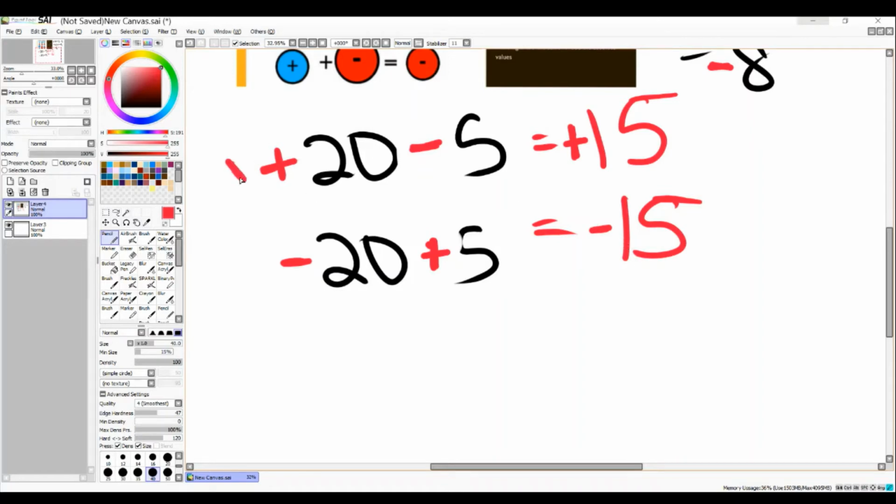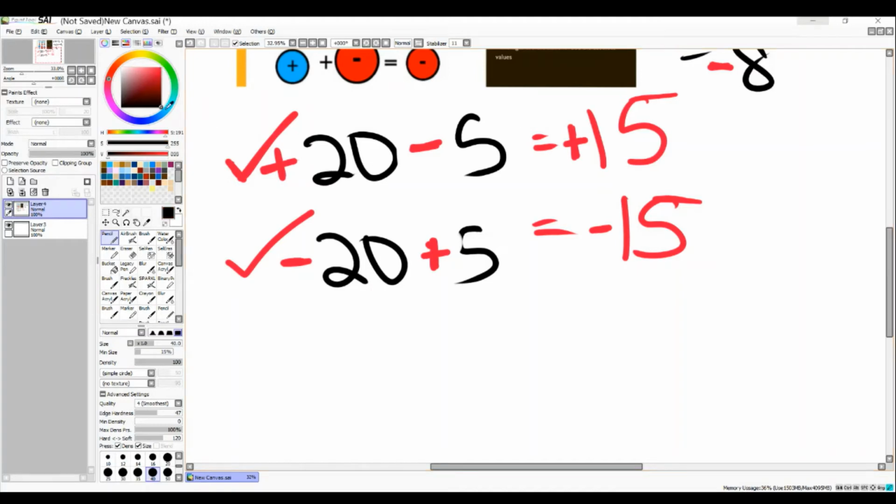Here, in this one, 20 is greater than 5, and 20 carries a positive value. So the outcome is positive. Here, once again, 20 is greater than 5, but 20 carries a negative value. So the outcome is a negative value. So always remember, in these instances, look at the number that's bigger, and the sign that number carries will be the sign of the answer.